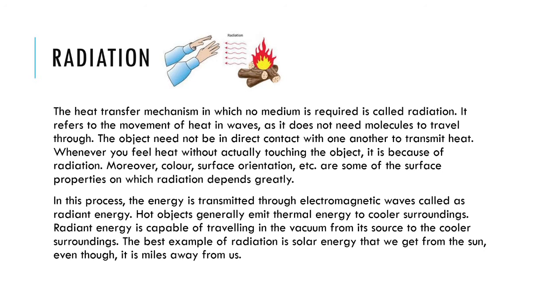The best example of radiation is solar energy that we get from the sun, even though it is miles away from us. Approximately 360,000 kilometers of vacuum between us, and still we are able to get the warmth of the sun due to which life survives on Earth.